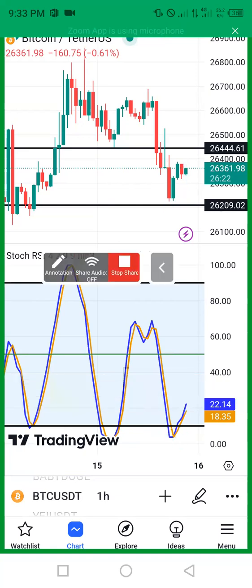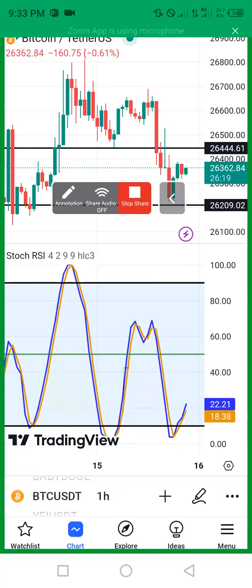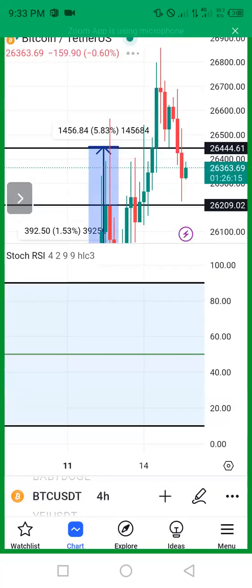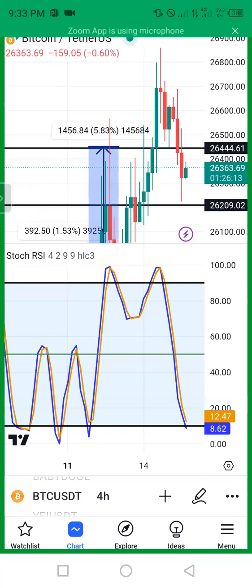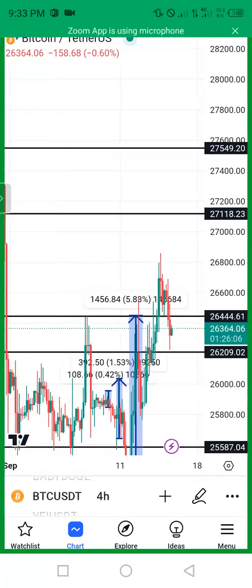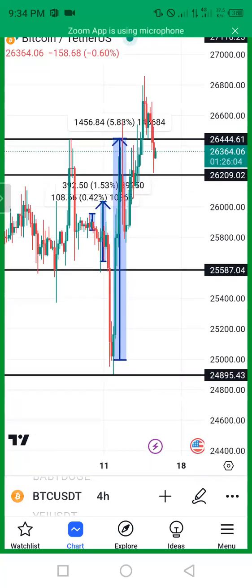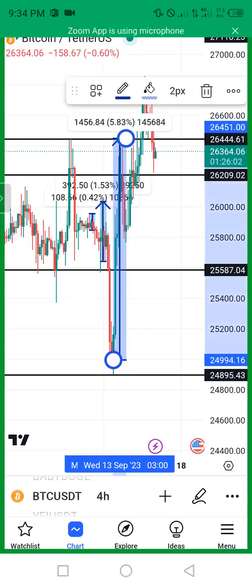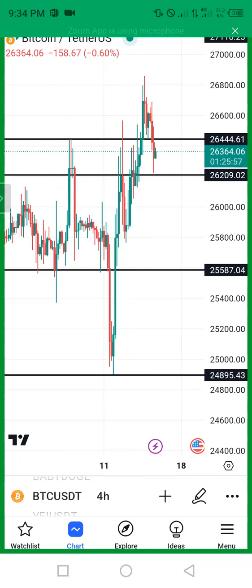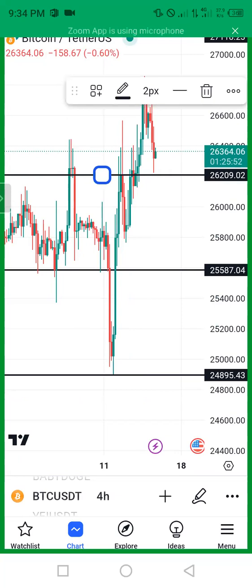Remember, I said I love looking at the 4 hour time frame, because I don't want too much noise. I go to the 4 hour time frame and I should remove all these other things. I want a naked chart so that you can see what I am putting in.